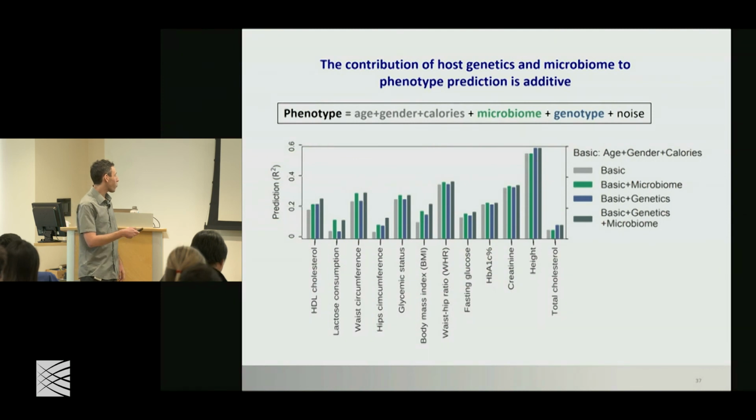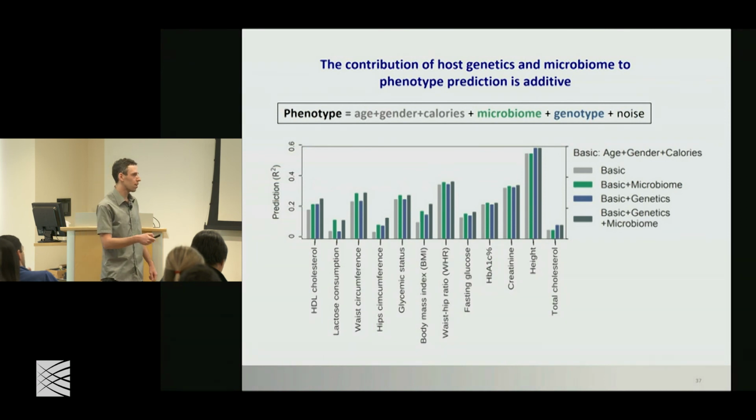All right, so what you can see here is a very rough explanation of our model. So we assume that the phenotype is given by the additive sum of age and gender and calories of different types of food, and the microbiome effect that is encoded through millions of genes, and the polygenic risk scores and some noise. And what we did is, we did cross-validation, and we evaluated the ability to predict every phenotype using 4 different models. So the basic model just uses basic features like age, gender, calories. But then on top of that, we added either microbiome or genetics and microbiome.